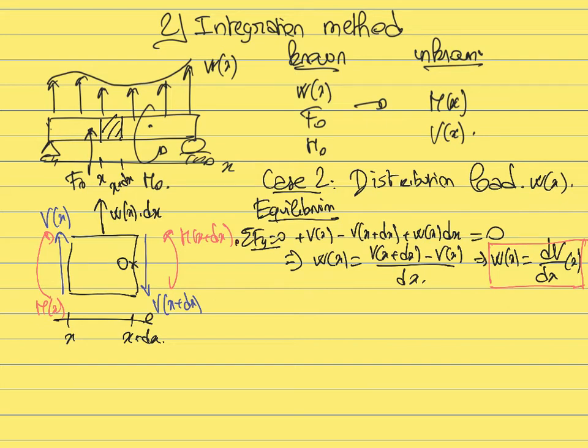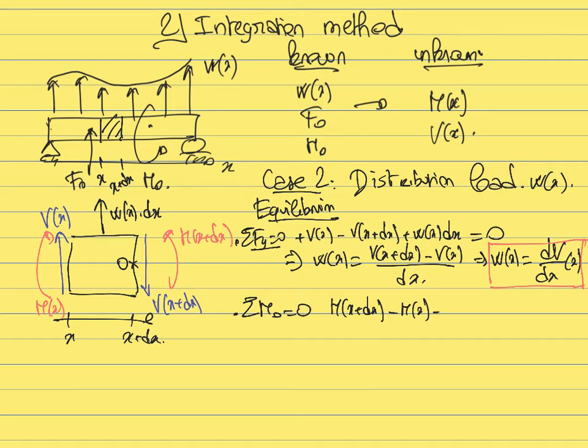So now let's consider the other case, which is the fact that the sum of the moments about a given point is equal to 0. In this case, we have the moment at x plus dx, which has a positive projection. Then we have the moment at x, which has in this case a negative projection. Then we have the moment that is associated to the distributed load. In this case, the moment would be a negative moment.